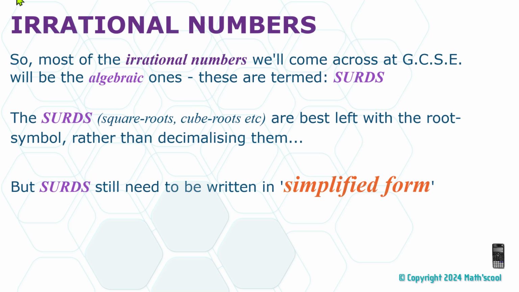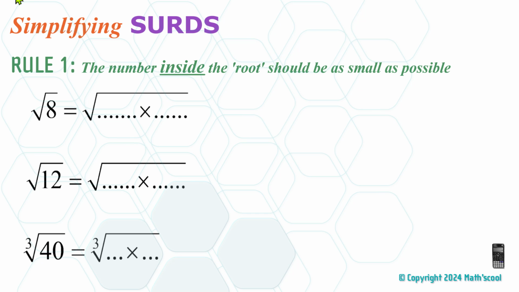So they're square roots and cube roots, and they're termed surds. Rather than calling them algebraic irrational numbers, which seems a bit long-winded, we just call them surds as an abbreviation. But they must be written in their simplified form. You don't want to write them as decimals, but you want to write them in their simplest form.